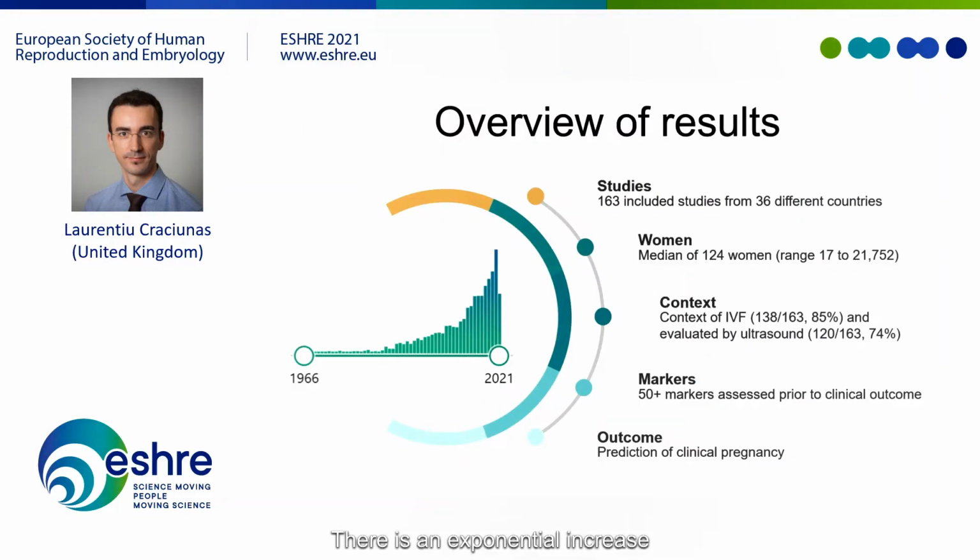There is an exponential increase in the number of publications related to endometrial receptivity, and this graphic is the output from PubMed when searching for endometrial receptivity. Our review included 163 studies and identified over 50 markers of endometrial receptivity, investigated predominantly in the context of IVF by looking at their ability to predict clinical pregnancy.